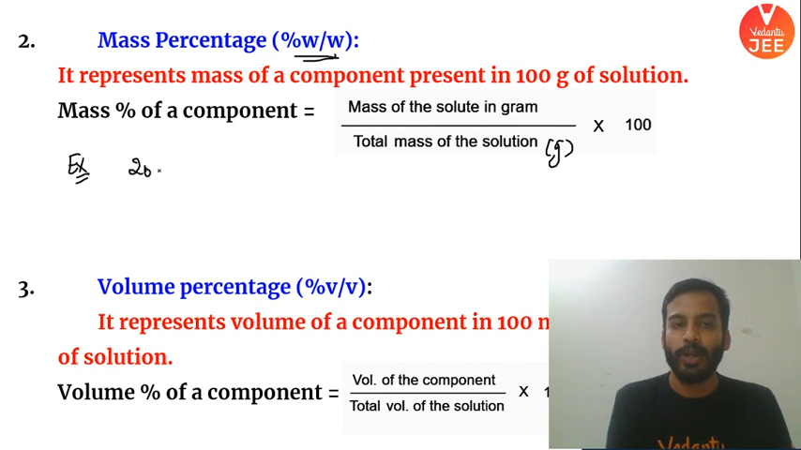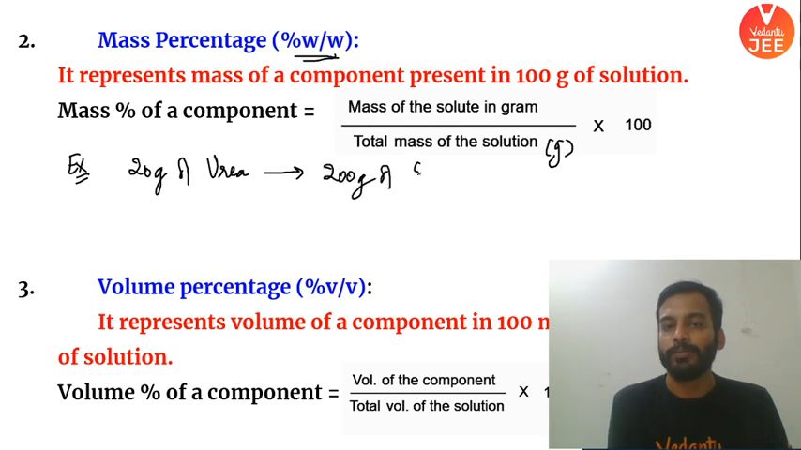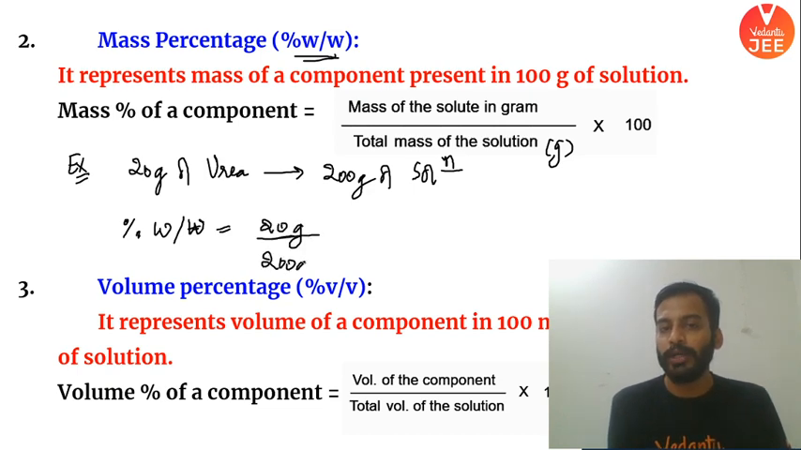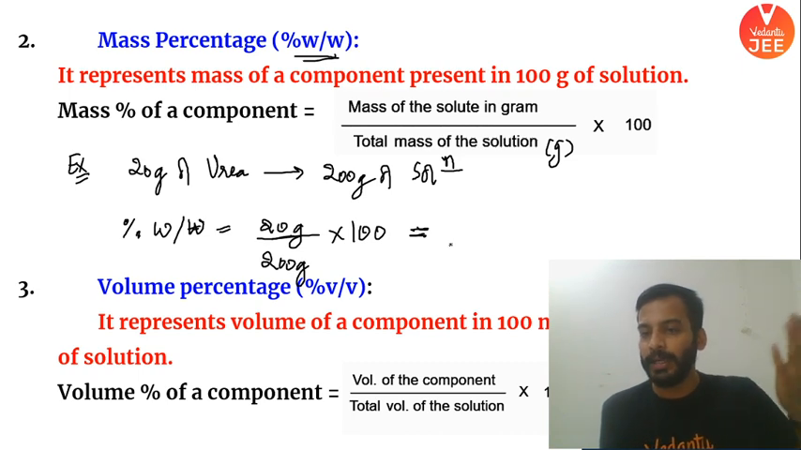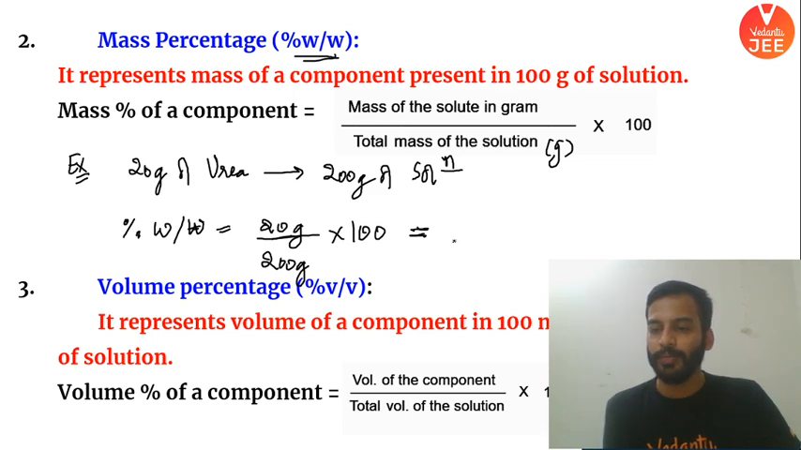Let us say 20 gram of urea is dissolved in 200 gram of solution. Boys and girls, please tell me what will be percentage W by W. जल्दी से फॉर्मूला लगाओ, what will be percentage W by W? 20 gram of urea is dissolved in 200 gram of solution. बताओ क्या आंसर आएगा, जल्दी बताओ, what will be the answer? आंसर बताइए, चैट बॉक्स में वेट कर रहा हूं। 10, बहुत बढ़िया, 10%। इसका मतलब क्या है?